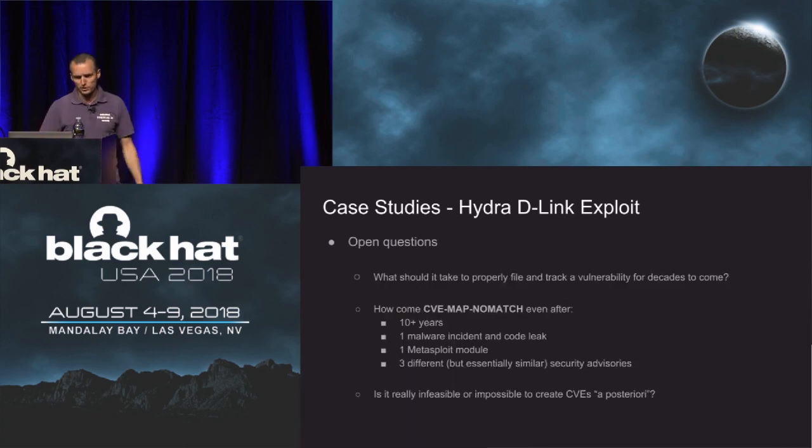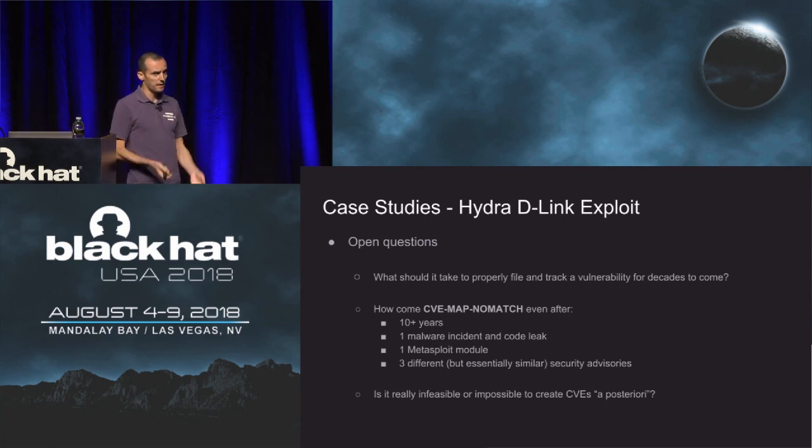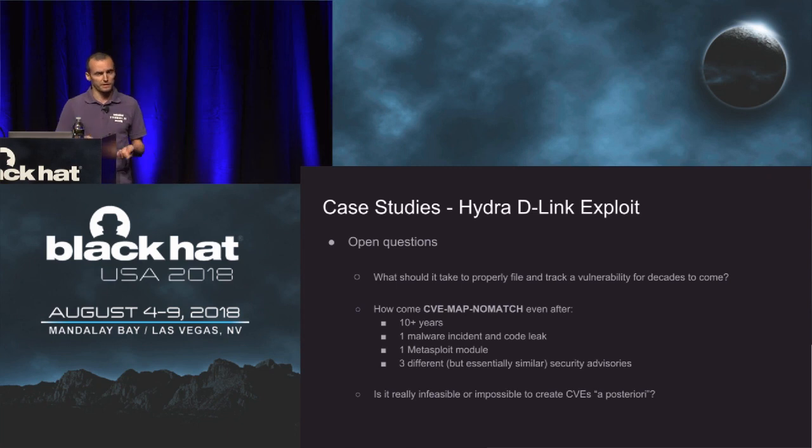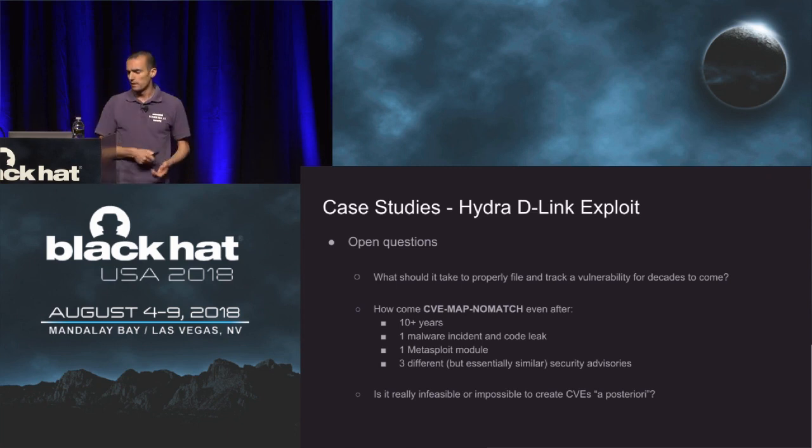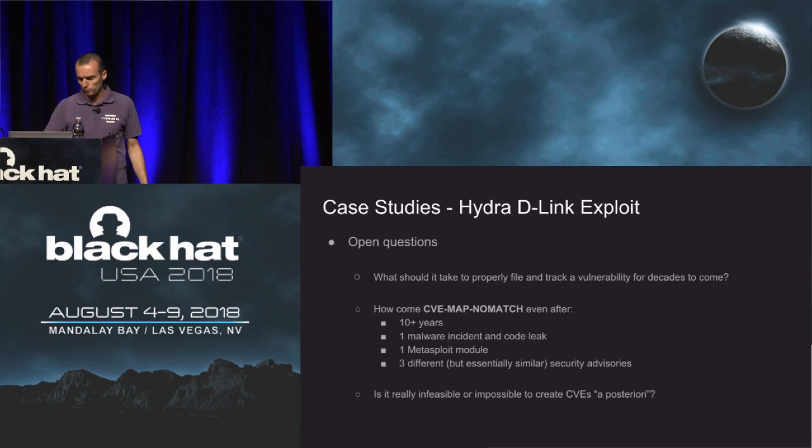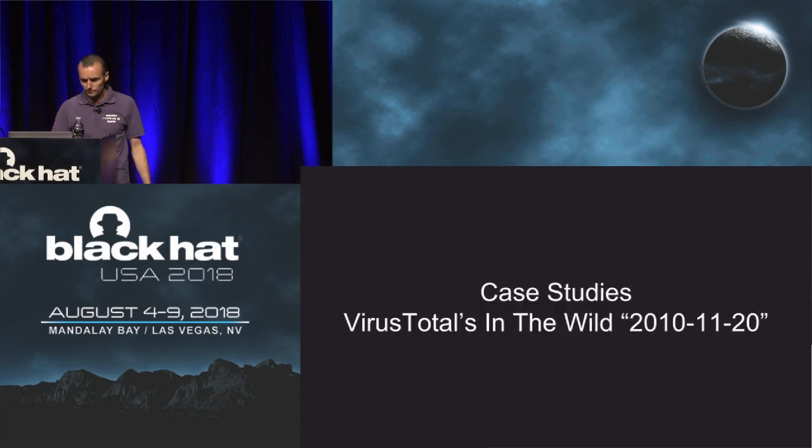So there are many open questions. I'll not go into them, but the idea is: why does it take so long until a CVE is associated, even in retrospect, to a very well-known and exploited vulnerability? But it's more of an open question, how can we improve vulnerability disclosure and vulnerability management processes.